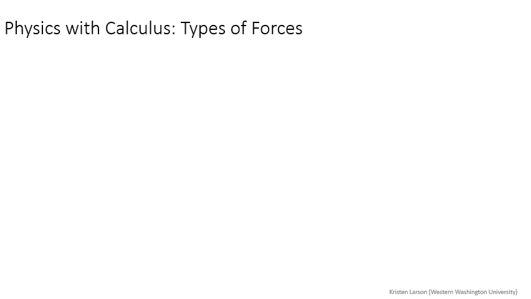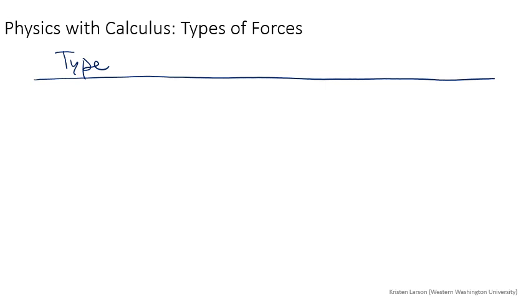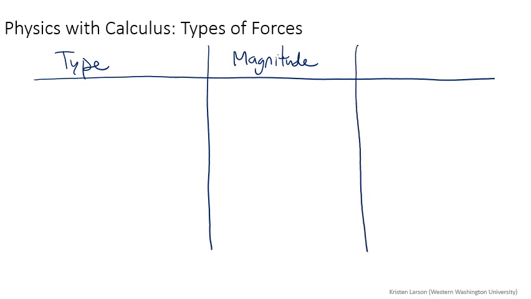There are lots of kinds of forces in nature. We're going to deal with a few important ones in this class, so here's a summary of the types. And let's do it this way. Let's talk about what they're called, and what we know about them. And what we might know about them is we might know the magnitude. And we might know the direction.